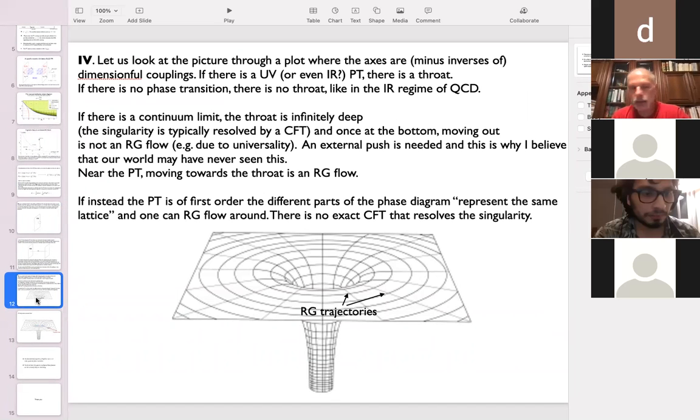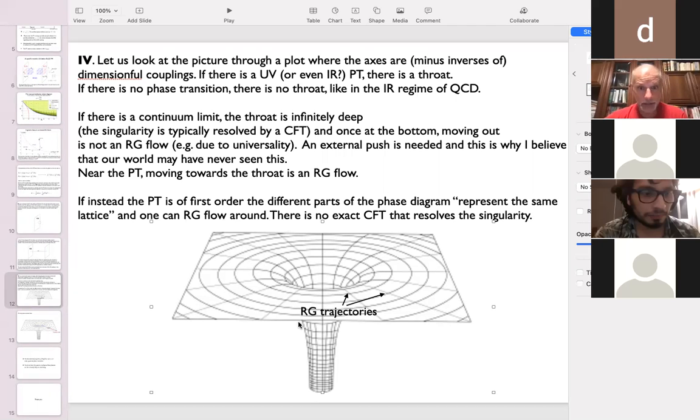Now, let me just say one more last thing. Let me just plot the same thing in a very cute way. So now here the axes are the minus inverses of the dimensionful couplings, whatever those are. If there is a UV phase transition, then this phase diagram must have a throat. And it is more pronounced if the phase transition is second order, if there is a continuum limit, because then the throat is infinite. Okay? If a phase transition instead is first order, there is a throat, but the throat is not infinite, it has a finite size.